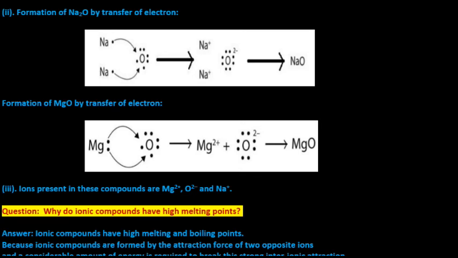Formation of MgO by transfer of electrons. Mg has 2 electrons and oxygen needs 2 electrons to get its nearest inert gas configuration. So Mg gives 2 electrons to oxygen and forms Mg2+, and oxygen gains 2 electrons to form O2-. Therefore MgO is formed. Third, the ions present in these compounds are Mg2+, O2-, and Na+.